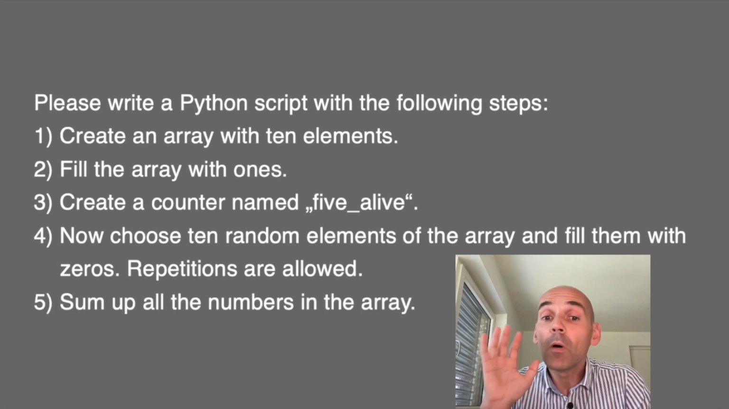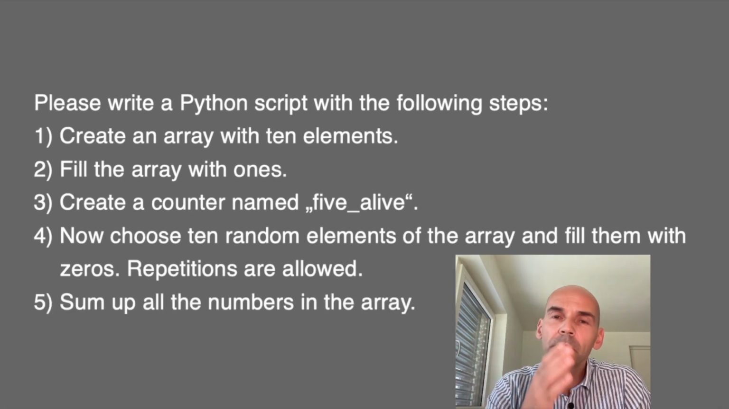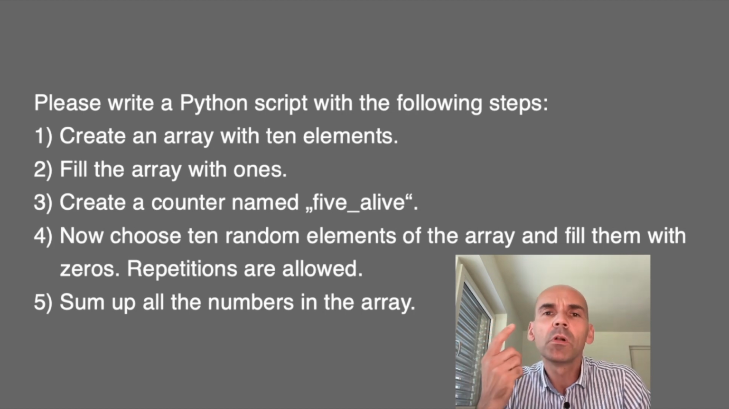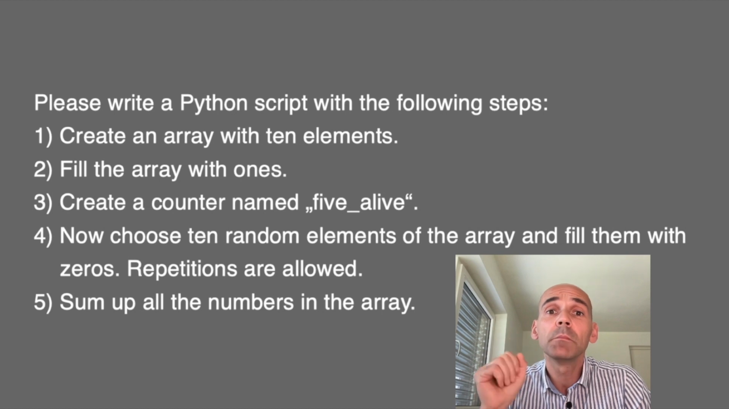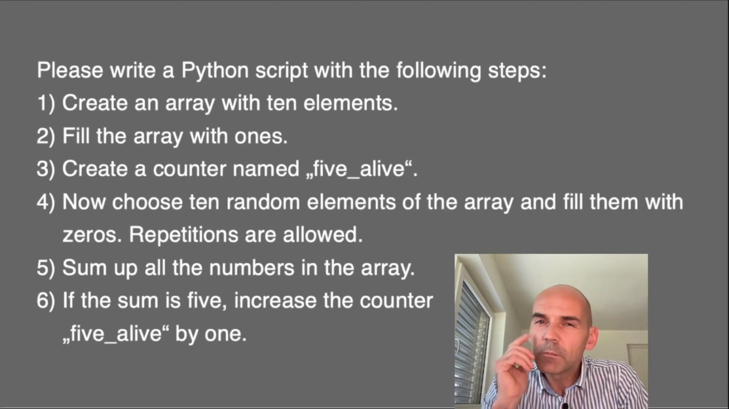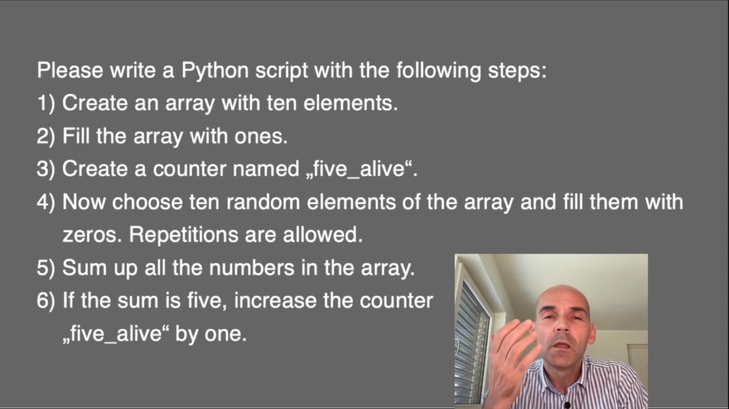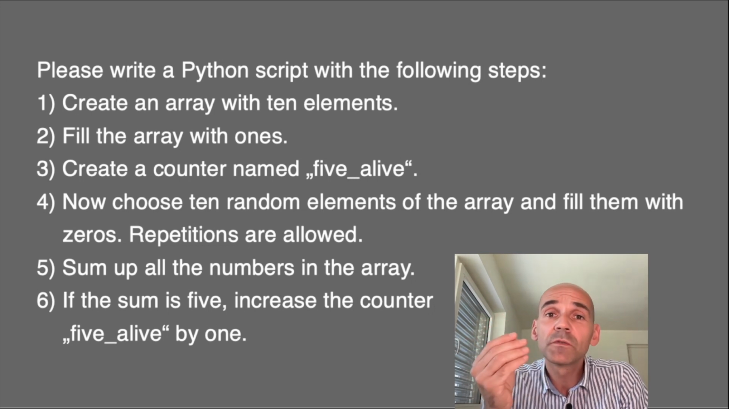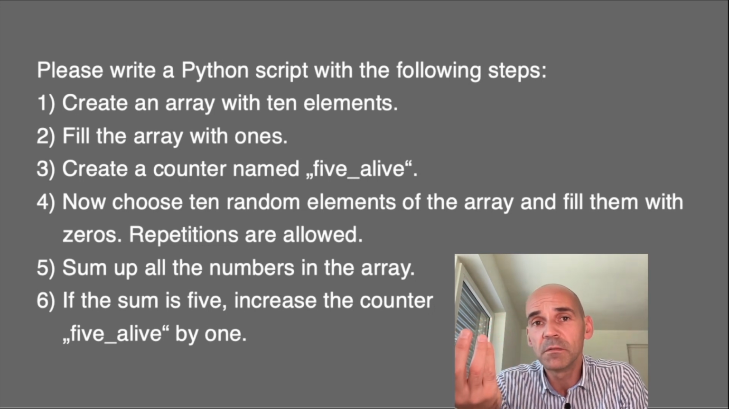Now sum up all the numbers in the array. Sum up the ones and the zeros. Now the sum will correspond to the number of live ducks, and we want this number to be exactly 5. If the sum is 5, increase the count of 5 alive by 1. Now if after the shooting exactly 5 ducks are alive, that's good for us, that's the event we're interested in.